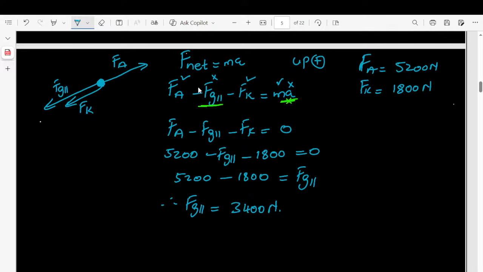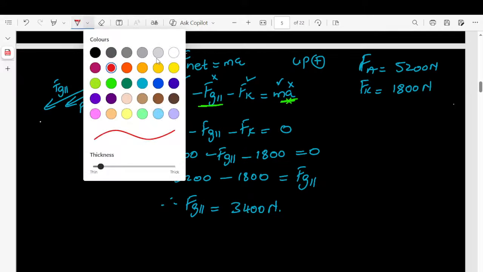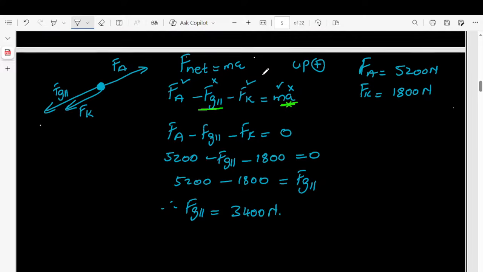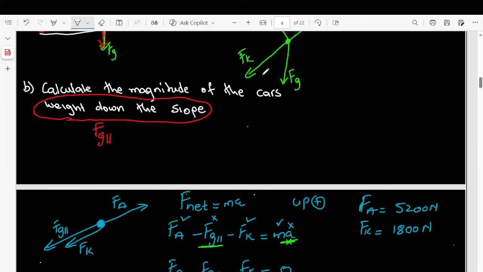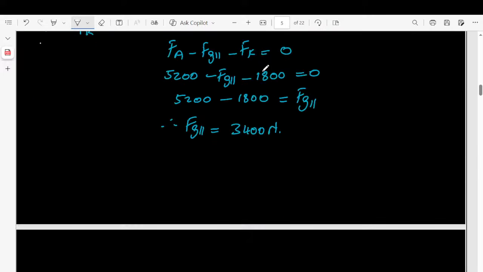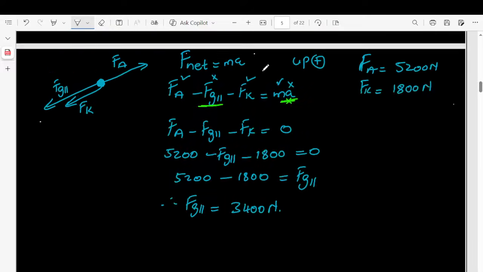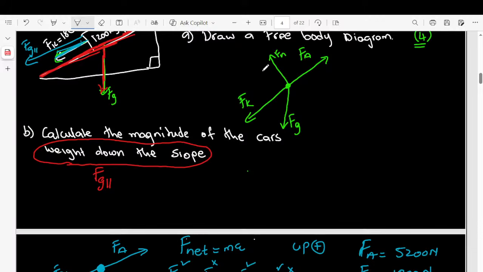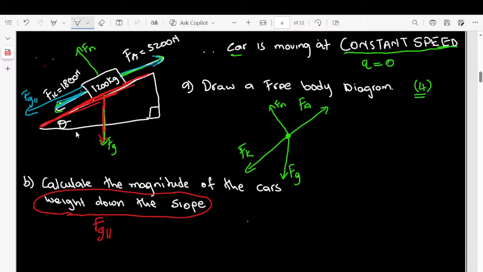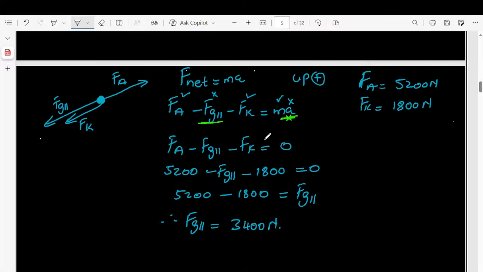Let's look at the next question. What do we have? The next question says that we need to calculate the angle of incline. Okay, the angle of incline, they want us to find that angle. Okay, that's the question.